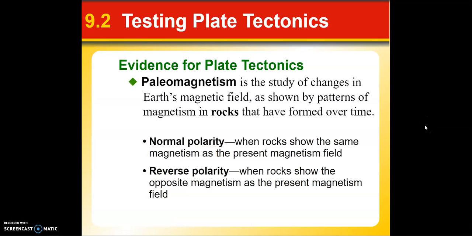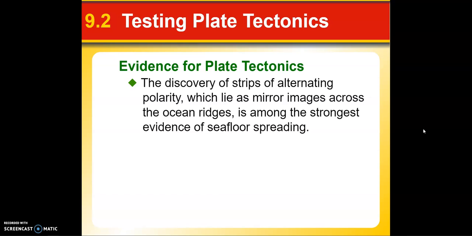Paleomagnetism is the study of changes in Earth's magnetic field, as shown by patterns of magnetism in rocks that have formed over time. We know that over time, the Earth's poles have shifted. So at one point, the North Pole was the South Pole, and then they shift back. We describe that using normal polarity, which is when rocks show the same magnetism as the present magnetic field. Reverse polarity is when rocks show the opposite magnetism.